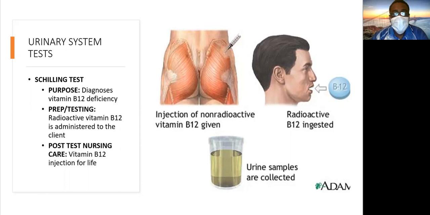Most times, if the patient has this condition, he might be prescribed vitamin B12 injection for life, which is your cyanocobalamin injection. So you can see injection of radioactive vitamin B12 given, or by mouth, and then urine samples are collected for 24 hours.